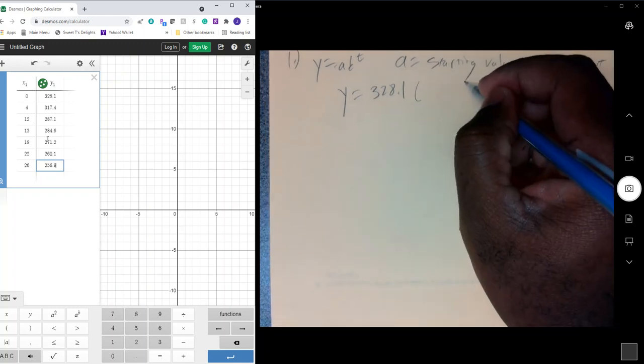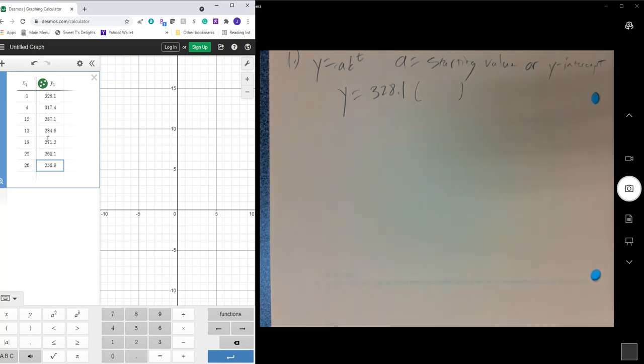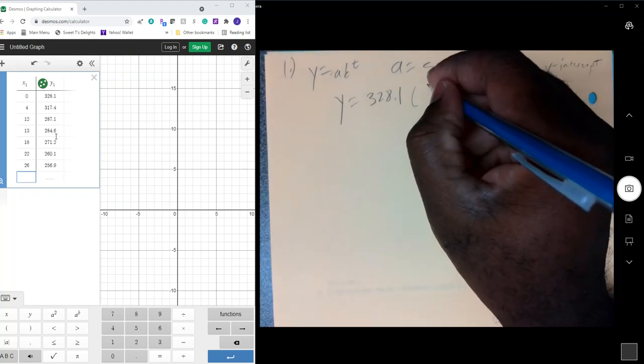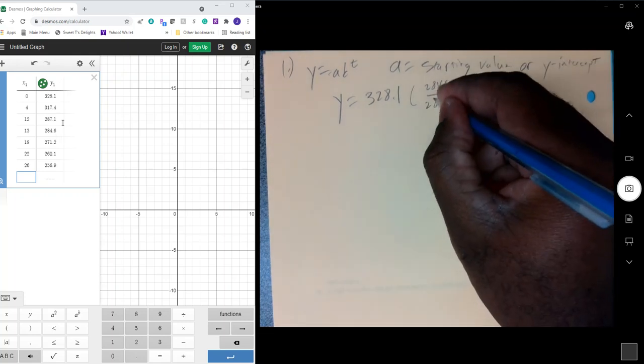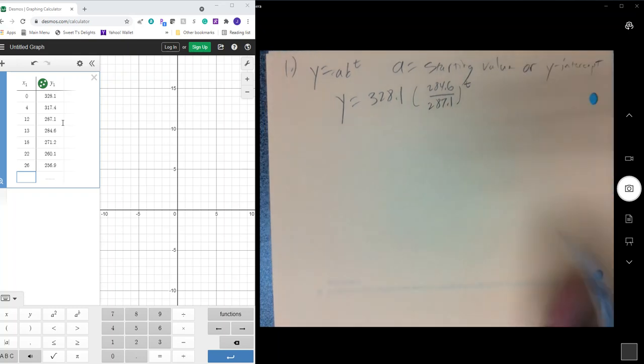Now we want to find our B. Now they tell us in the directions to use 2003 and 2002 to find our B. So basically, 2002 and 2003 is here. They're asking us to use both of these values in order to find our B value. Now, our B value is basically division. Now they told us to take the 2003 value, which is 284.6, and divide by the 2002 value, which is 287.1, and that would be taken to the T.